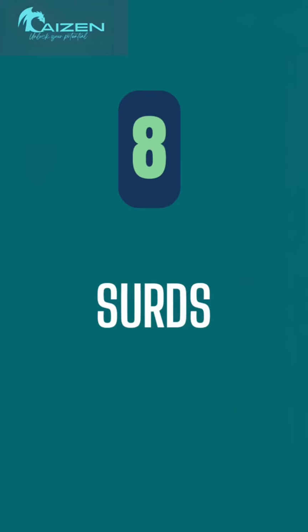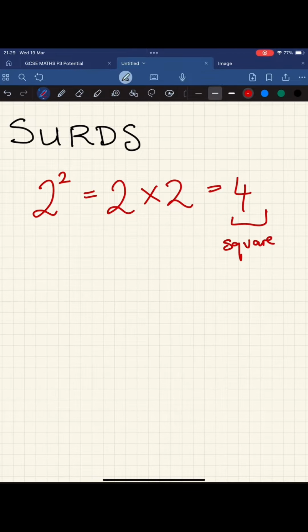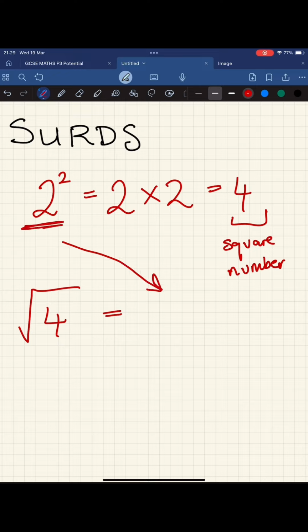Everything about surds in 2 minutes. How about a definition to begin with? We know what a square number is, any number times itself. And if we square root a square number, we get what we started with. The square root of 4 is 2.